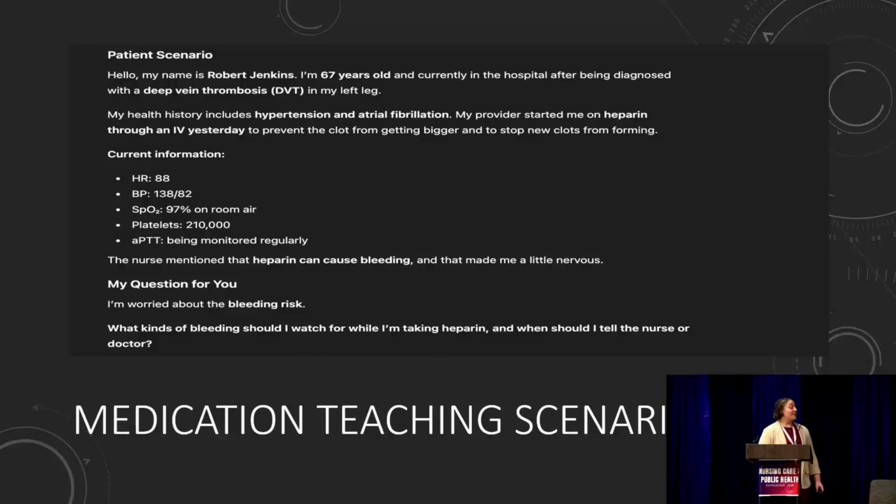So the next thing I want to show you is my medication teaching scenario. As you can see, this one's far more in depth. And the AI has created a Robert Jenkins for us, but today we're going to be practicing working on heparin. I'm not going to read all of this to you, just know that it creates a whole patient profile for you. And then the patient says, I'm worried about the bleeding risk. What kinds of bleeding should I watch for while I'm taking heparin? And when should I tell the nurse or doctor?